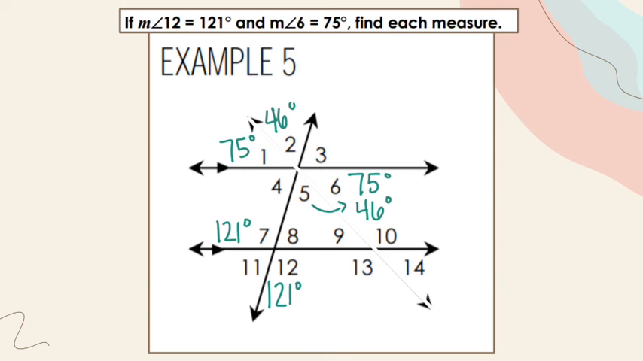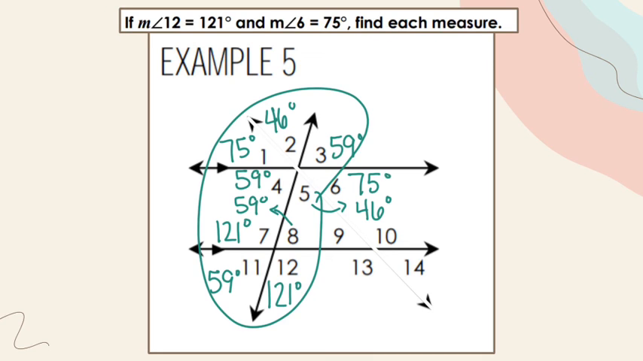Now, let's look at angle 11. Angle 11 and 12 are a linear pair. So if we do 180 minus 121, we're going to get 59 degrees for angle 11. Angle 8 also has to be 59 degrees because they are vertical angles. Angle 4 will be 59 degrees because these two are alternate interior angles. Angle 3 will be 59 degrees because these two are vertical angles. So we have just figured out all of these angles.